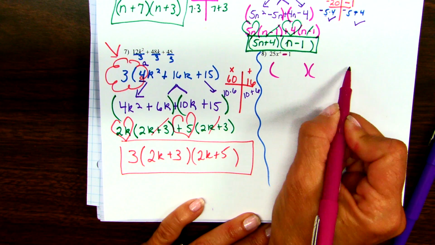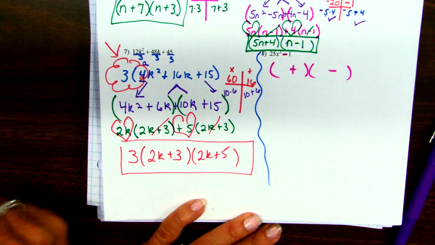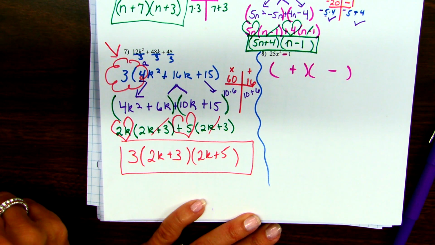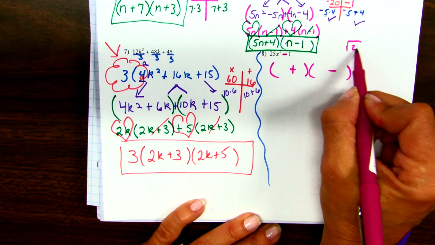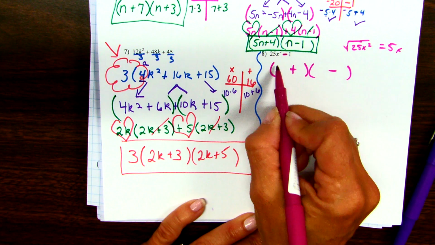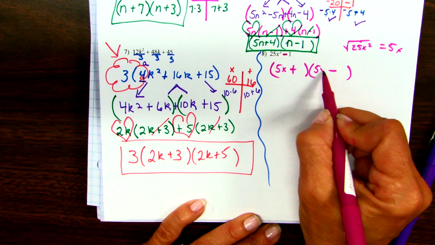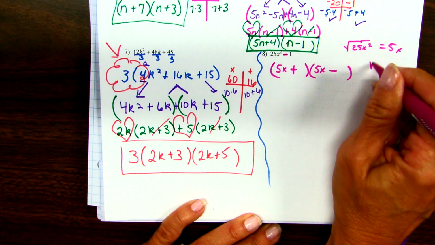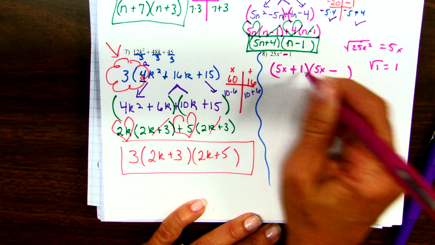2 parentheses, 2 different signs. The square root of 25x squared would be 5x. That's going to go in the front of both parentheses. And the square root of 1 is 1. That goes in the back.